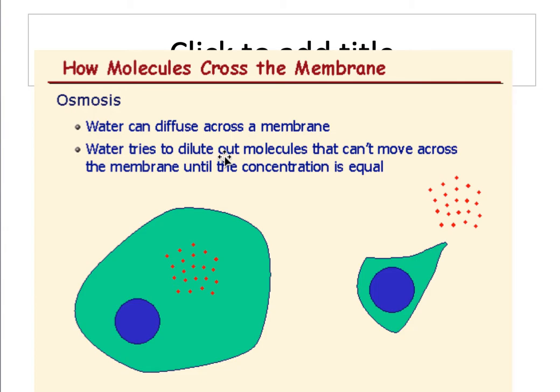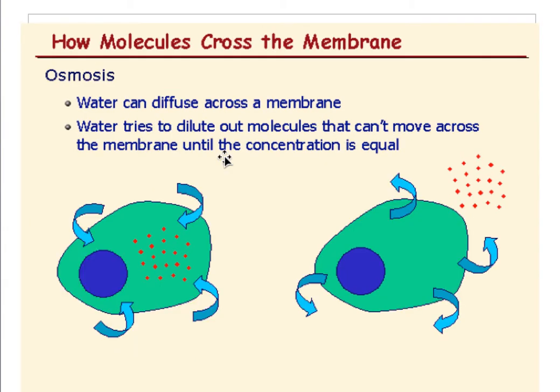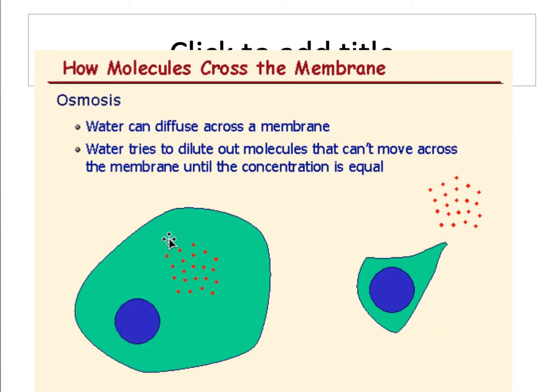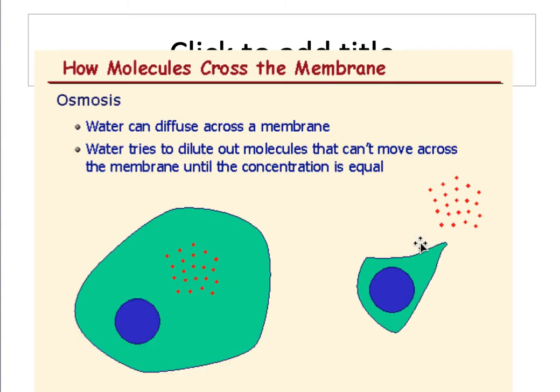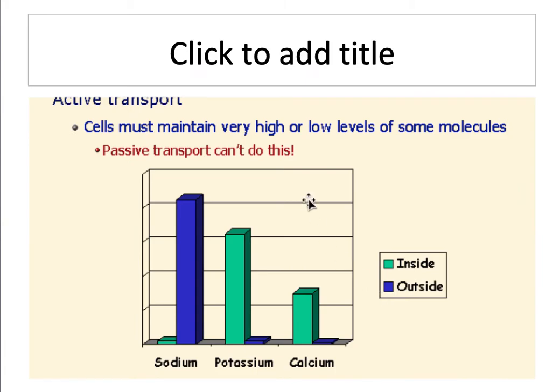You can see in the first example, when water moves inside the cell, the cell size increases. Or in the second case, when the water molecules move outside the cell, because most of the cell is watery, the cell size decreases and shrinks. So water is a basic component of the cell, and the movement of water is critical to be controlled by the cell membrane.